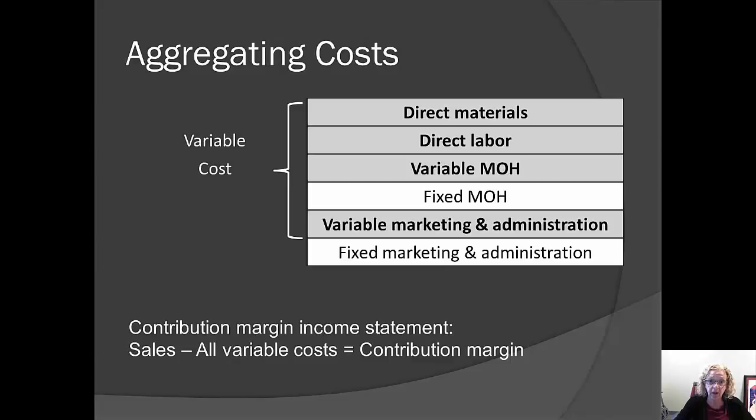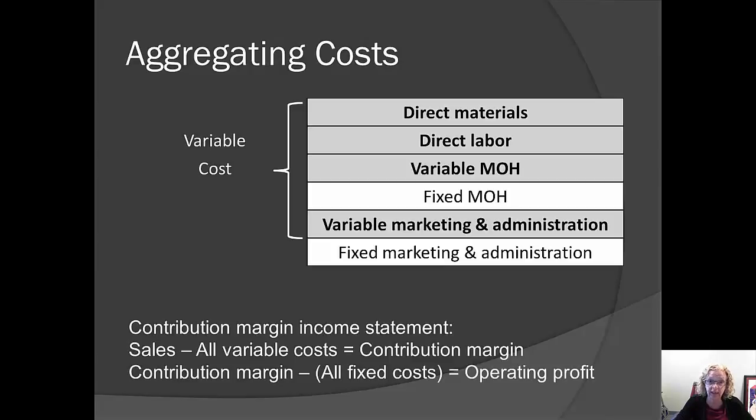income statement. In a contribution margin income statement, we take sales revenue, which is proportional to the number of units that we sell, and we subtract out all variable costs, which are also proportional to the number of units that we sell. And that gives us a handy number called contribution margin. That represents how much we have left over from our sales revenue after each unit has covered all of its own variable costs. Then we can take the contribution margin and subtract out all of our fixed costs. That would be our fixed overhead and our fixed selling and administrative. And that would give us operating profit.